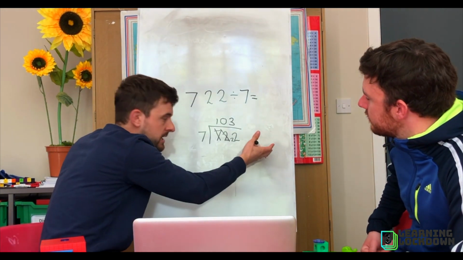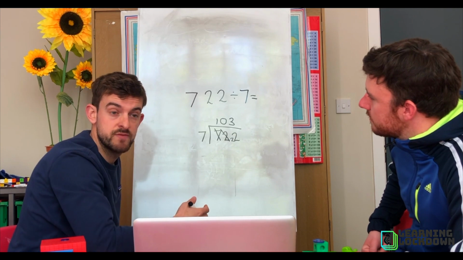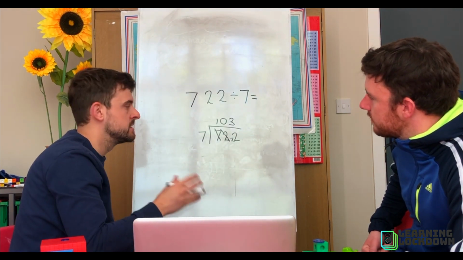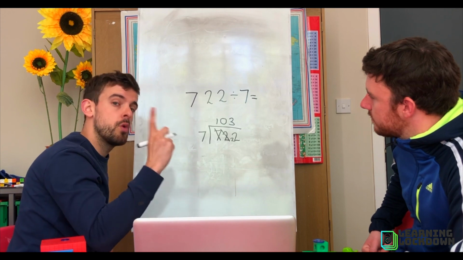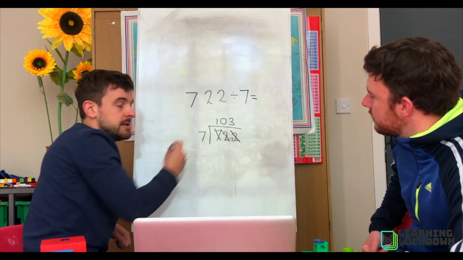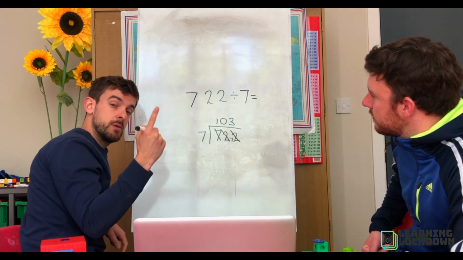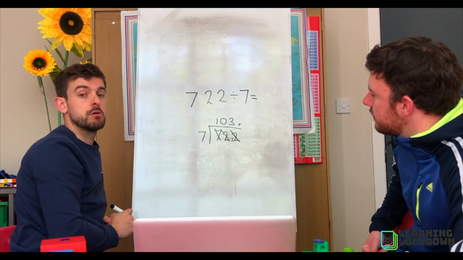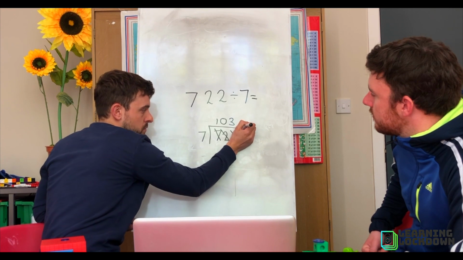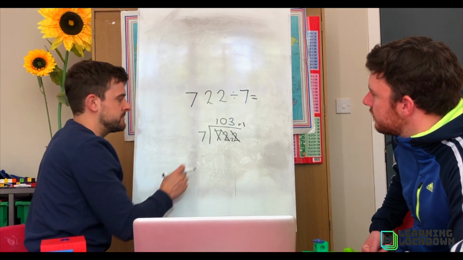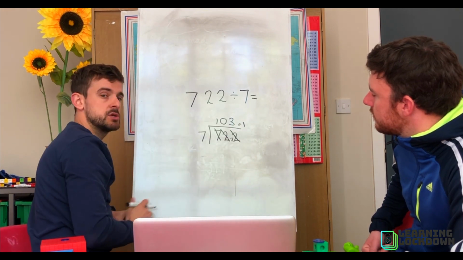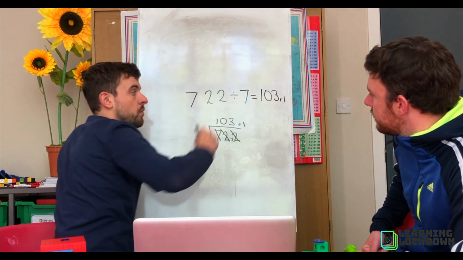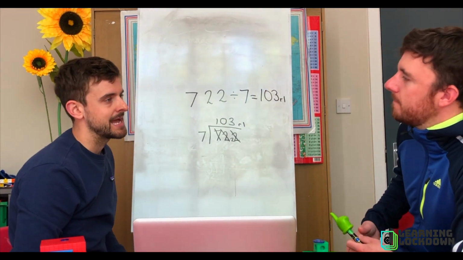But we can't just carry it anymore. I mean, we could. Some of you in year 6 maybe can carry it to the next decimal place, into the 10th. But we're not going to, because we've just got 1 remaining. So our answer here is 103, but we need to show we've still got that 1 remaining. So we draw a little r that stands for remainder. 1. So how many times does 7 go into 722? Well, it goes in 103 times, but you will have 1 remaining at the end.